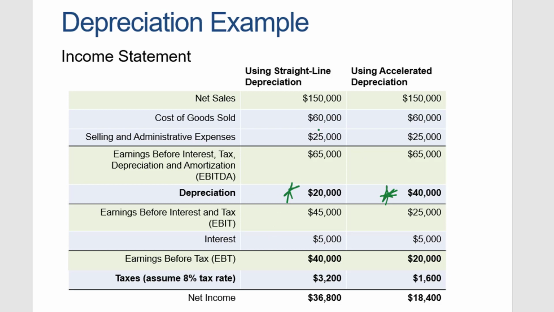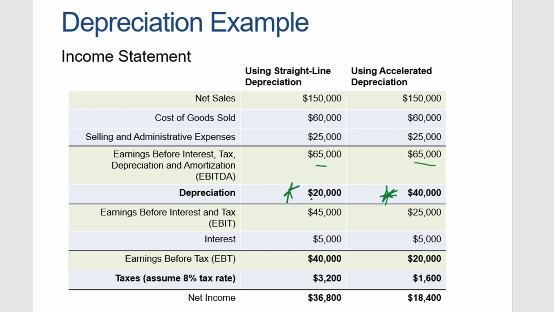Okay, and so I just want to show you what that could look like actually on our income statement. When we take our sales and subtract our cost of goods sold and our selling expenses, we end up with this earnings before interest, tax, depreciation, and amortization. So far, nothing interesting really changed. In both cases, the company has $65,000 in earnings before interest, tax, depreciation, and amortization. Sometimes you'll hear it called EBITDA. That's what they're talking about.